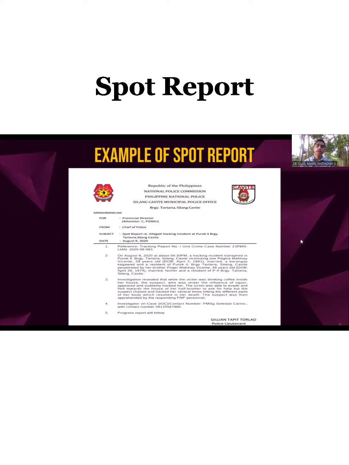Again, when we say SPOT report, this is just a concise or brief narrative report of essential information covering the incident or event. Most of the time, law enforcement will be dealing with SPOT reports. This is very important for the best evidence of what happened at this initial investigation.